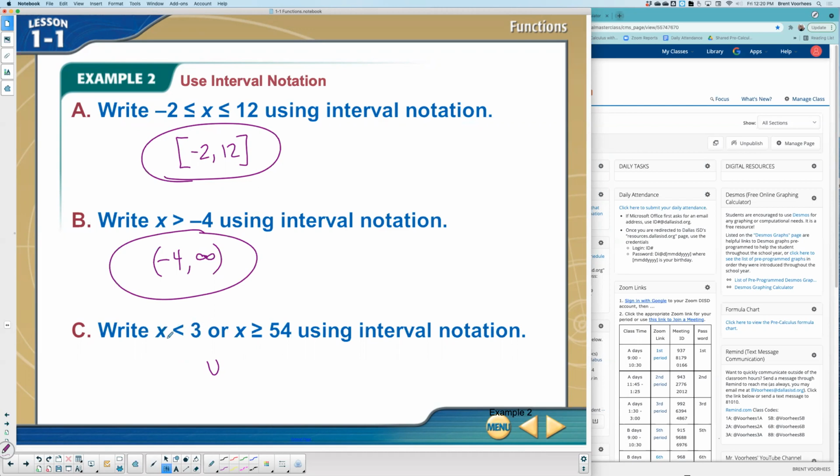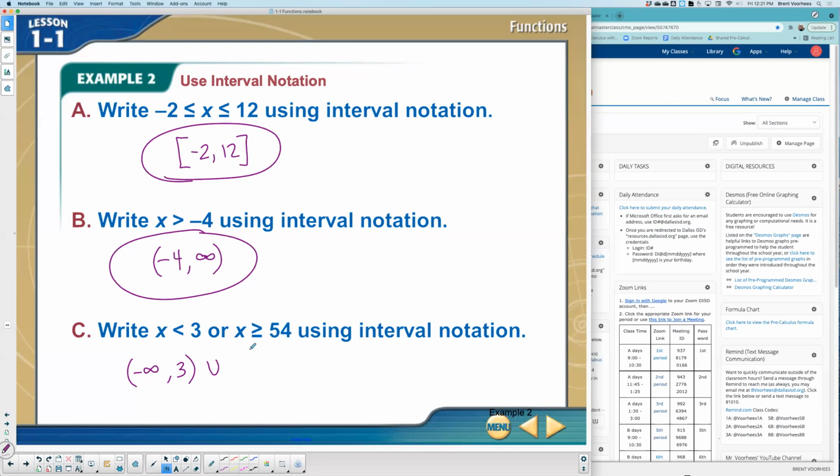Does that mean 3 is on the high end or the small end of this interval? High. X is less than 3. So 3 is on the larger end. Bracket or parenthesis on the 3? Parenthesis. So what goes on the left end? I hear infinity, but if it's on the left end, it'll be a negative infinity. So you have a negative infinity, comma 3, close it with parenthesis, union, that means or.